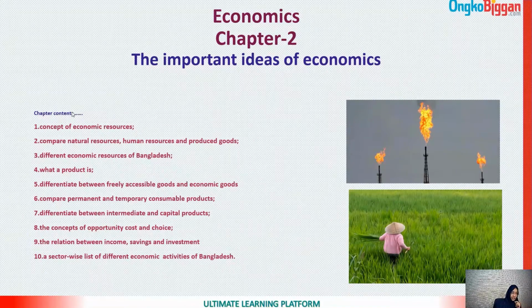sector of a country. In this chapter, we will learn the concept of economic resources, compare natural resources, human resources, and produced goods, and learn about different economic resources of Bangladesh and what a product is. We will learn to differentiate between freely accessible goods and economic goods, compare permanent and temporary consumable products, differentiate between intermediate and capital products, understand the concept of opportunity cost and choice, and the relation between income, savings, and investment.